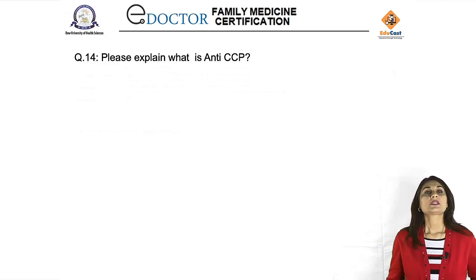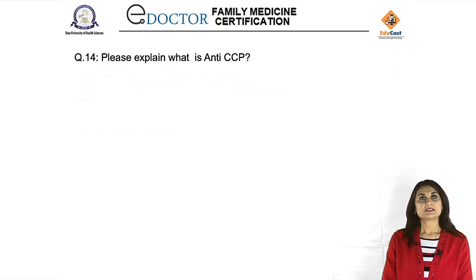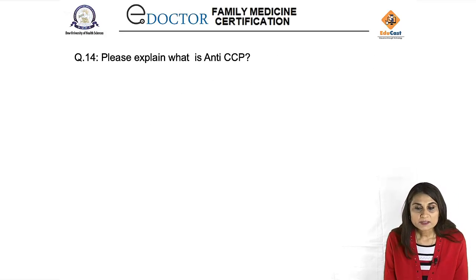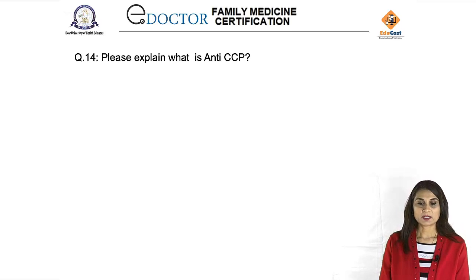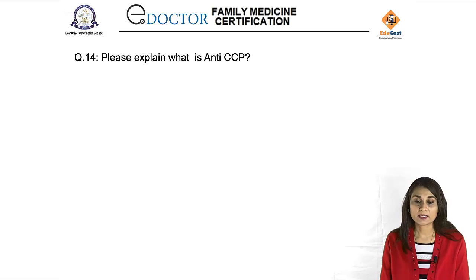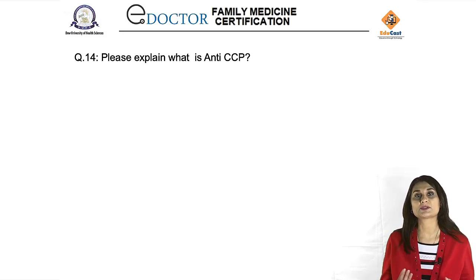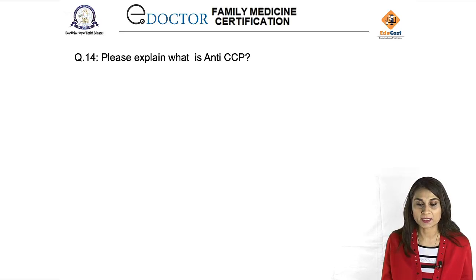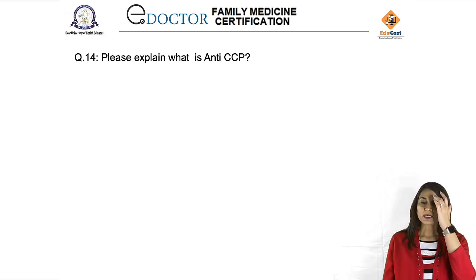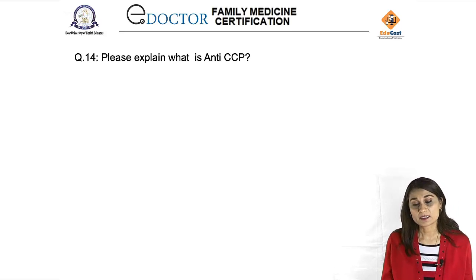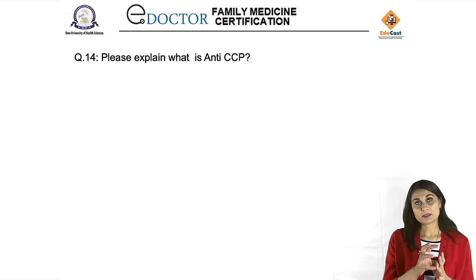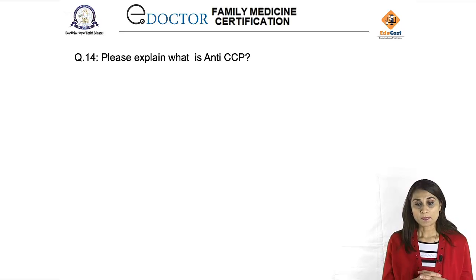Next question. Please explain what anti-CCP is. Anti-citrullinated protein antibodies are autoantibodies against individuals' own proteins. Okay, autoantibodies means they are destroying your own proteins. So they are directed against the peptides and proteins that are citrullinated. They go and target those and destroy those. These are the proteins that have been citrullinated.